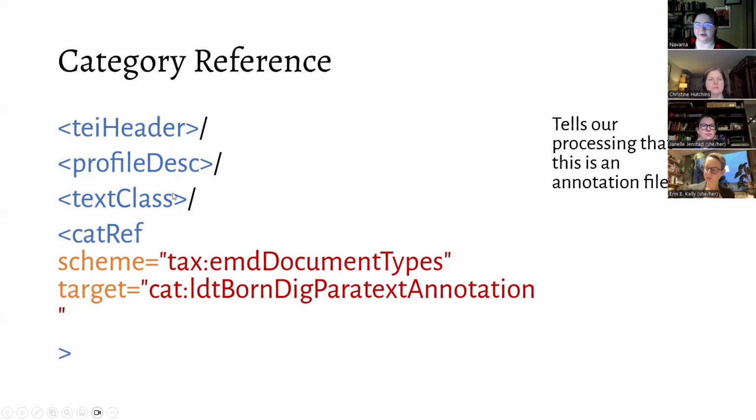Then we've got that category reference or that cat ref. And this, again, is just telling our processing, hey, this is an annotation file. Please treat it as an annotation file. These are really important to have and to have correct. But again, if you're using one of our templates, which I highly recommend doing, it gets half the work done for you as far as setting up your file. You don't need to touch this.